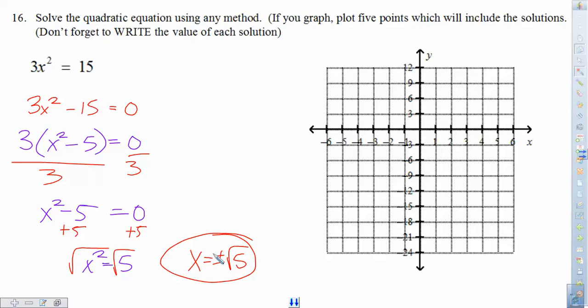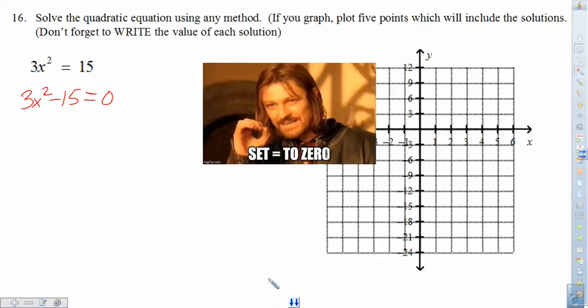Let's look at another method. Once again, Boromir tells us to set it equal to 0. Now I guess you could use the quadratic formula here. Quadratic formula, being very, very careful here. A would be 3. B would actually be, Boromir, thank you, 0. And then actually C would be negative 15. And then you could set up the quadratic formula from there. Take a look.